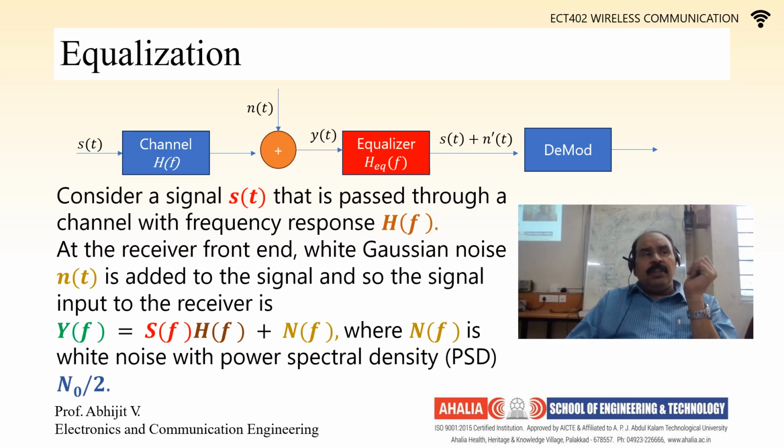So let us consider an input signal S of t passed through a channel with frequency response H of f. At the receiver front, we expect a white Gaussian noise N of t is added to the signal, so that the input at the receiver in the frequency domain will be Y of f equal to S of f, H of f plus N of f, where N of f is the white noise with a power spectral density N0 by 2. It's almost a standard definition and we are using it in every place.